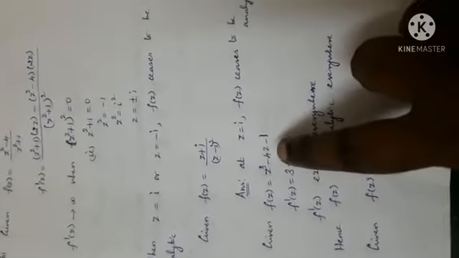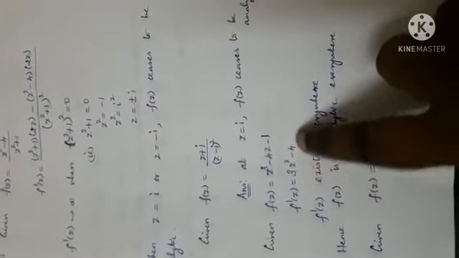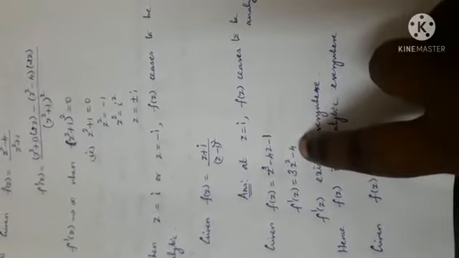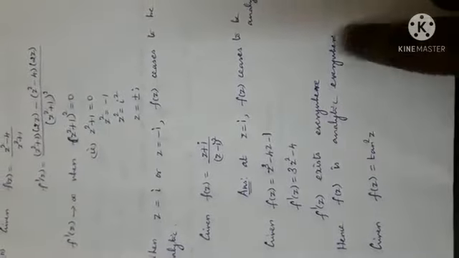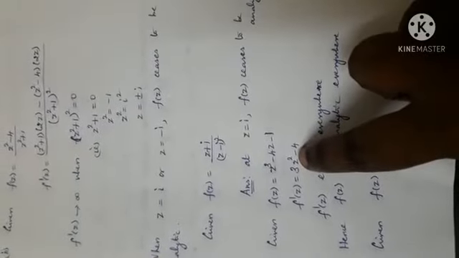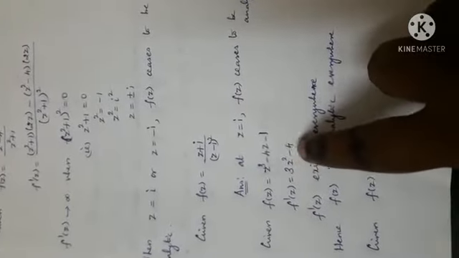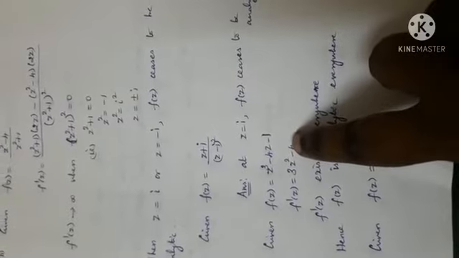Okay. Fourth problem, you can see f dash of Z. There is no denominator here. So f dash of Z exists everywhere. So f of Z is analytic everywhere. There is no denominator here to make this term infinity. Okay. So f dash of Z exists everywhere. Hence f of Z is analytic everywhere.